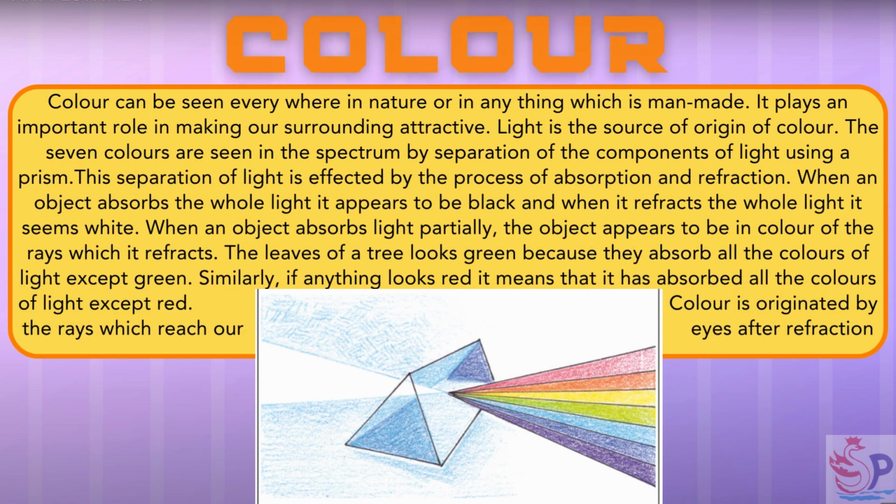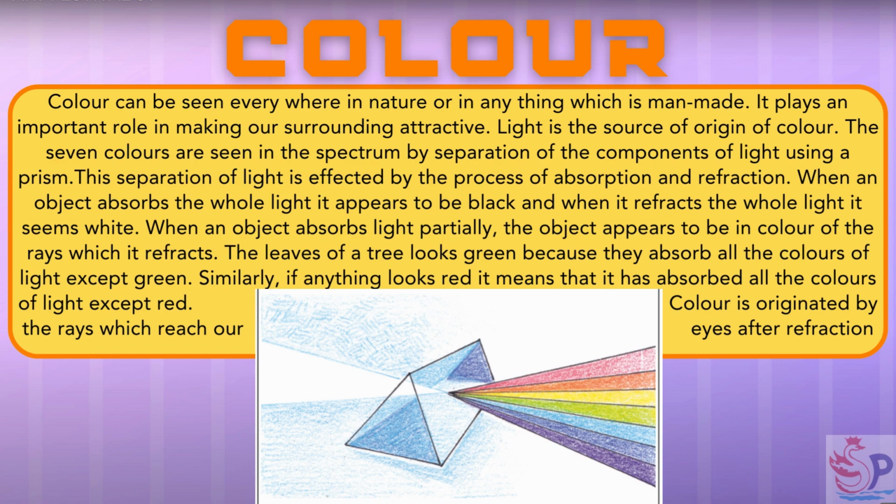Color. Color can be seen everywhere in nature or in anything which is man-made. It plays an important role in making our surroundings attractive. Light is the source of origin of color. The seven colors are seen in the spectrum by separation of the components of light using a prism. This separation of light is effected by the process of absorption and refraction.